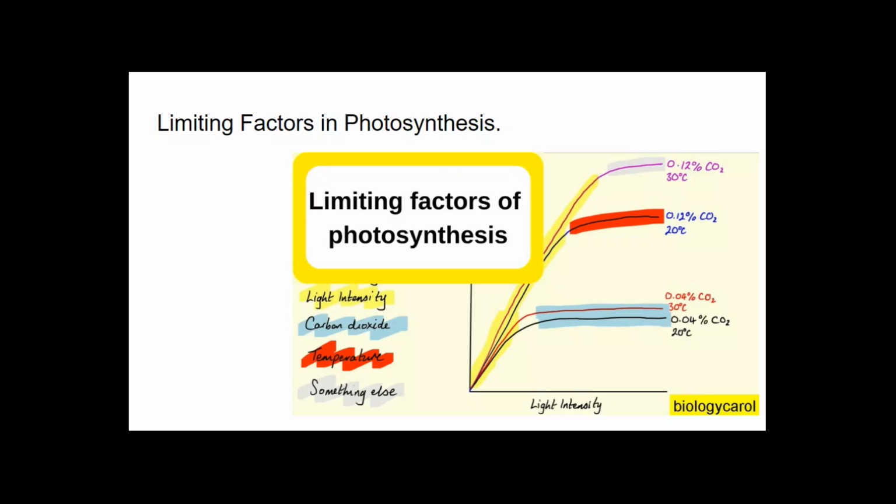But once light is limiting, then the other variables greatly affect the rate because they become the limiting factor. So the point here is there's only one limiting factor at a time.